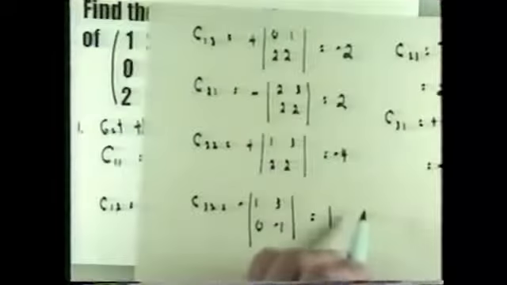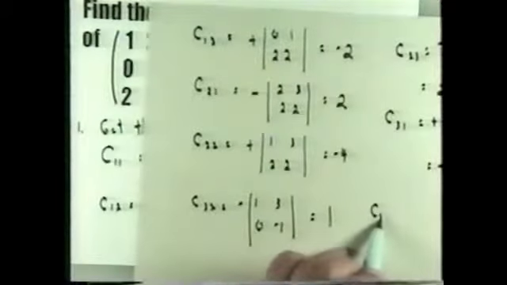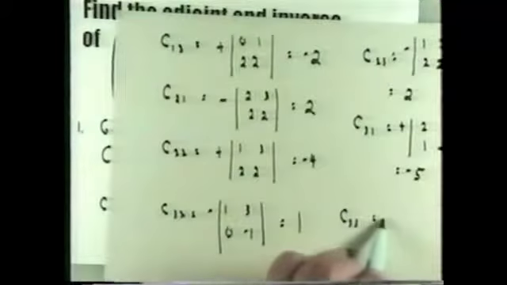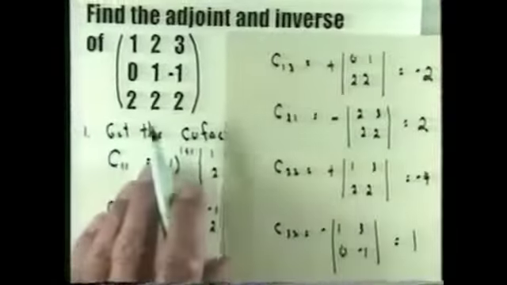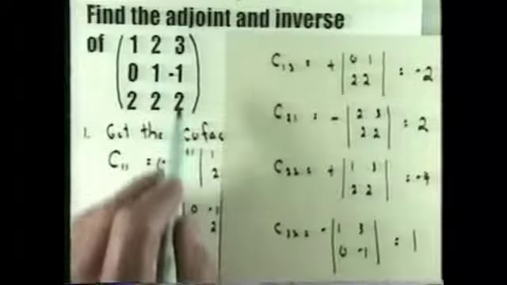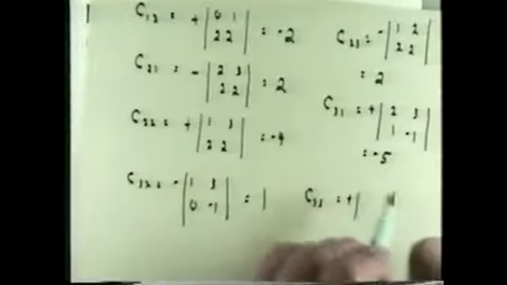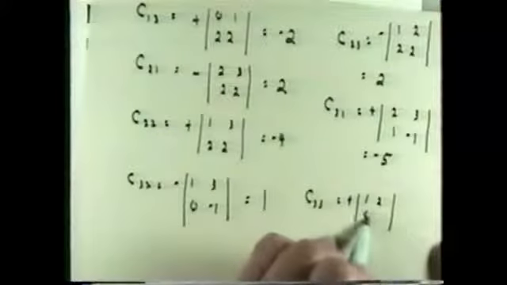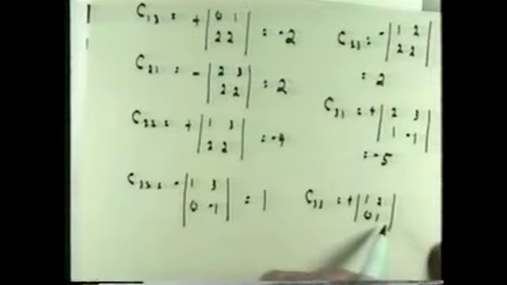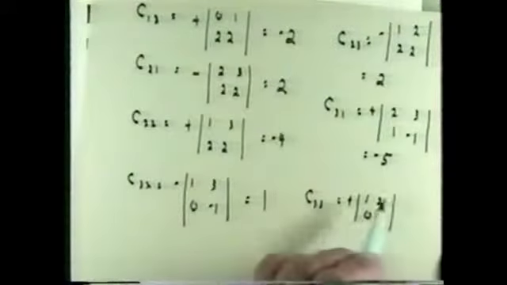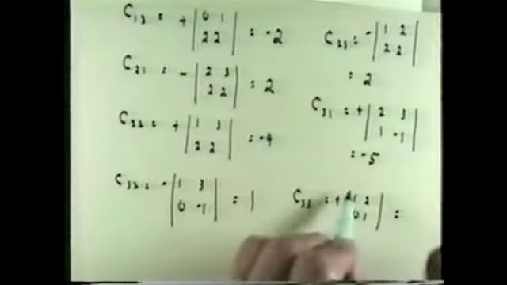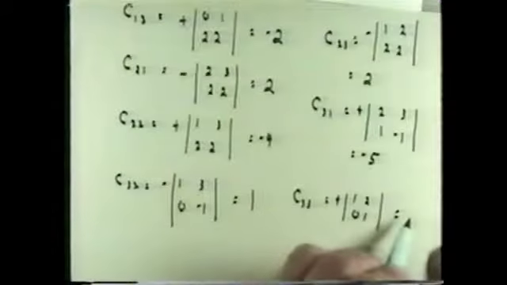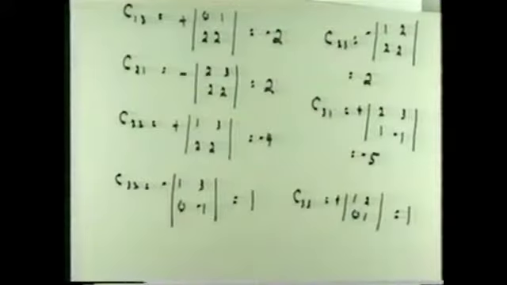And finally, we'll do C of 3, 3. Well, it's going to be a positive, and the determinant, if I take out row 3, column 3, I have 1, 2, 0, 1. That's going to be 1 times 1 minus 2 times 0, which is 1. 1 minus 0 is 1, and it'll be a positive 1.